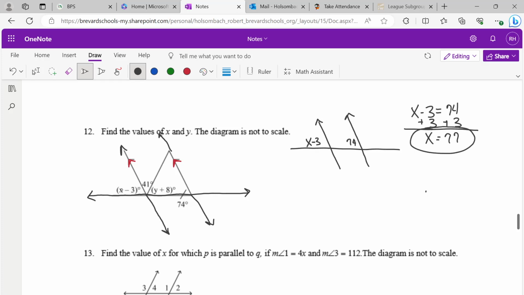Go back to this original picture. If this angle where my cursor is x minus 3, then isn't this entire angle in here equal to 77 minus 3, which is 74? So this angle is 74.